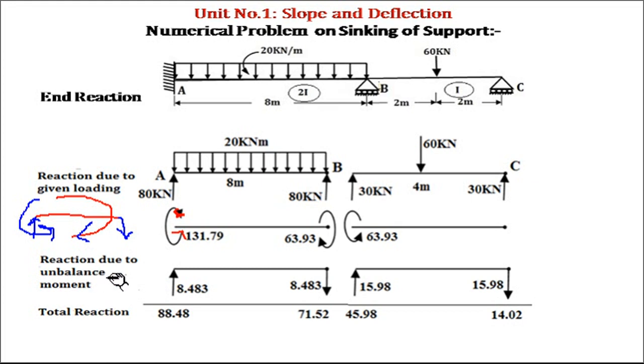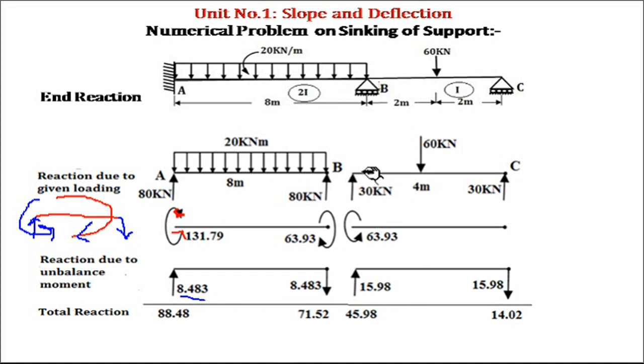Okay, now the reaction due to the unbalanced moment will be 131.79 minus 63.93 divided by L, that is 8. Okay, and if you solve this, we will get the value 8.483.